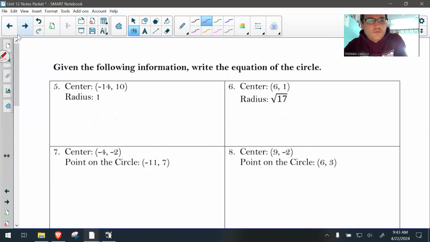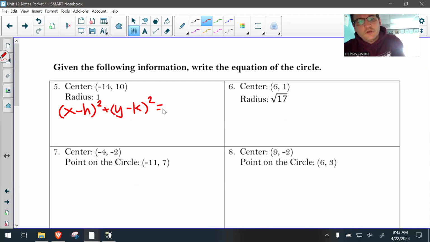All right, so now I got one more page. So what they're going to do is they're going to ask us, hey, write the equations this time. So let's not overcomplicate this. Let's just write out the whole thing. X minus h squared plus y minus k squared equals r squared. Let's plug everything in here. The center, -14, 10. So we have x minus -14. Then that whole thing is squared.